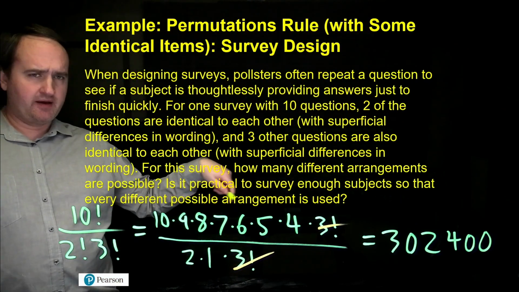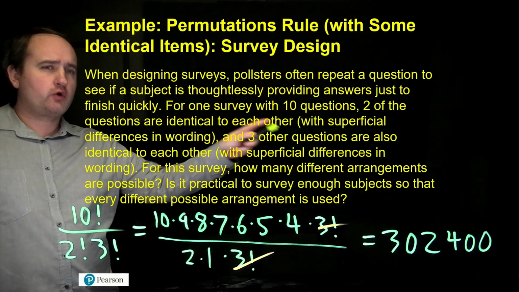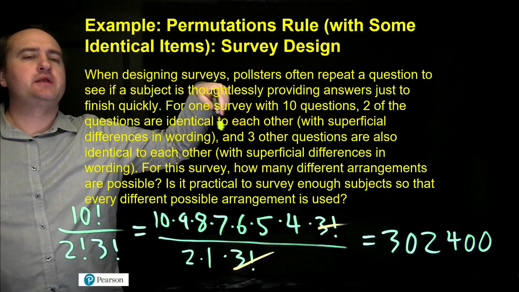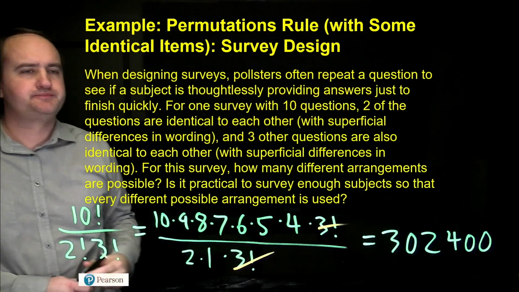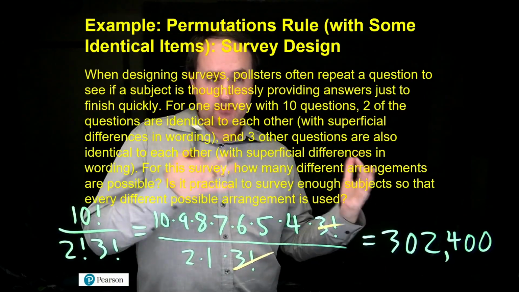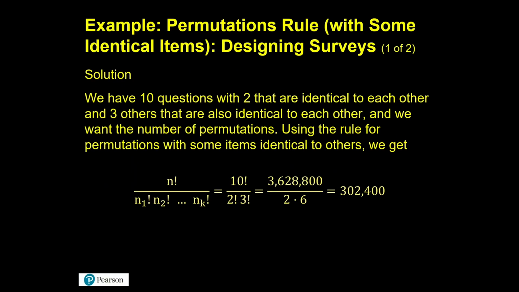Okay, what we just counted were the number of possible arrangements. Order does matter, but 2 of the questions were identical, and then another 3 of the questions were identical. So we counted the number of possible arrangements in order of those questions. And as you can see on the slides, they got the same answer we did.